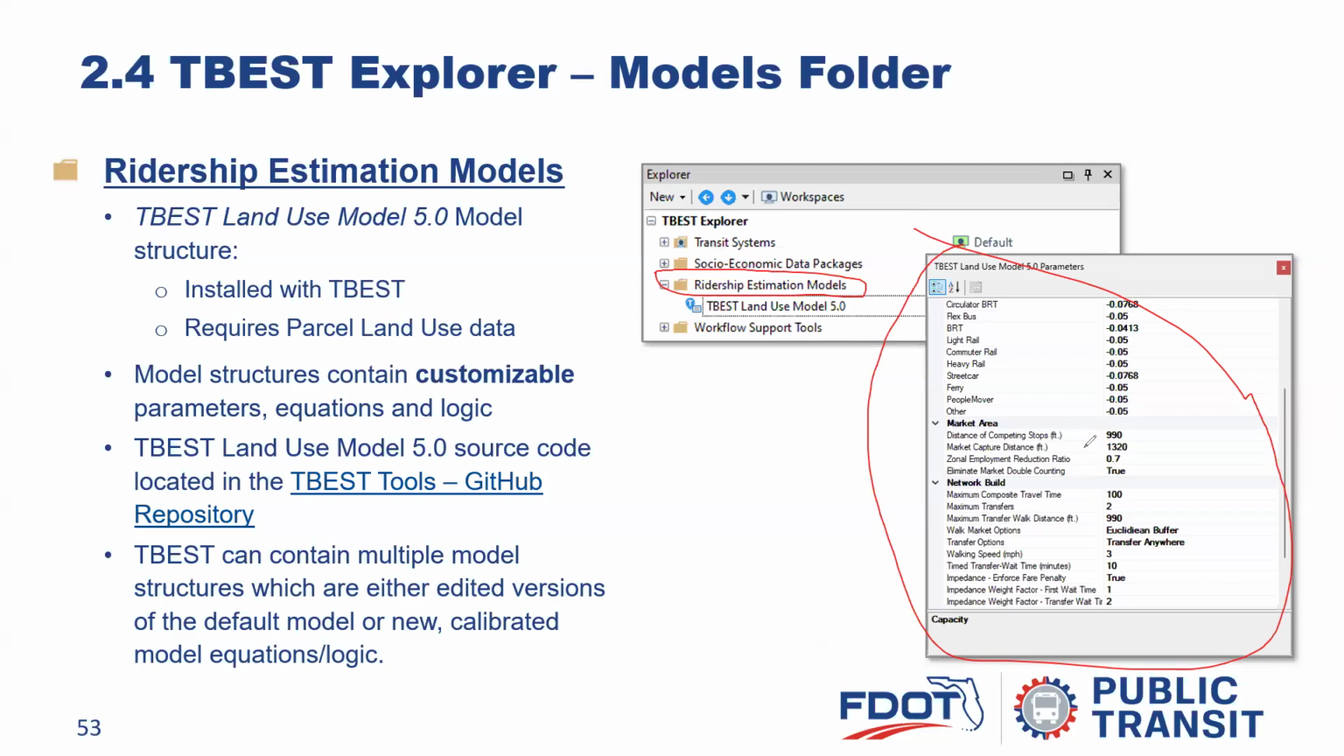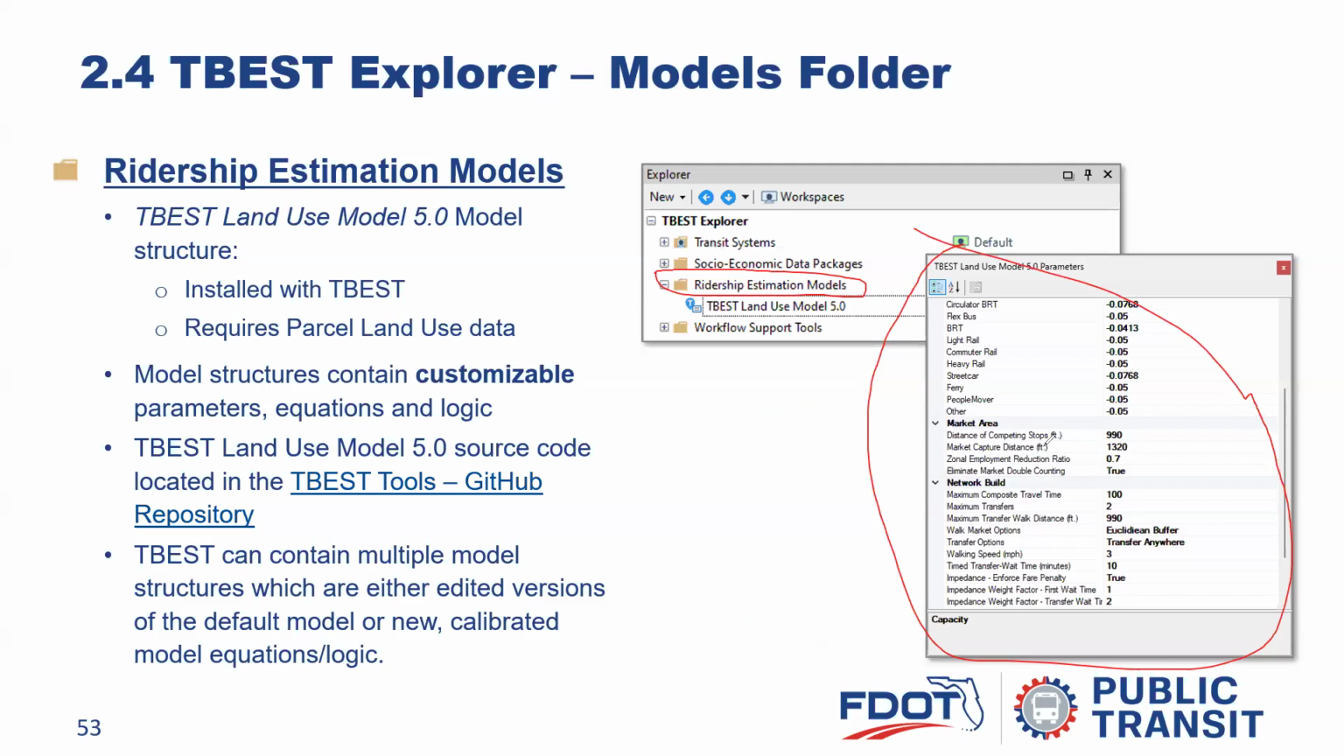And then, of course, these are editable to you, and you can change these if you wish. But of course, any changes to model parameters or coefficients are to be done with caution because it can have unpredictable consequences for your ridership estimation, right? So I would just mention that as we're going forward, to make sure that whenever you are doing this, it's completely optional, right? The TBEST land use model 5.0 is set up just to be run as it is.